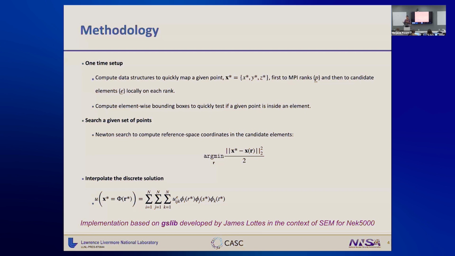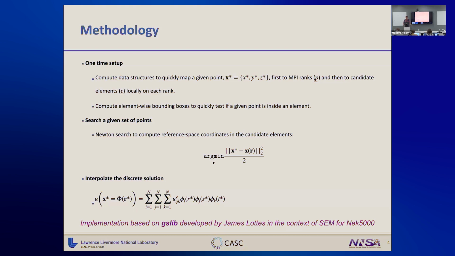Now, once you get to that level and you have a list of elements, we have some bounding boxes pre-computed, which can help you quickly read out the elements that are not going to be possible. And that gives us finally a list of a few elements that we want to look at. And in these elements, we solve a Newton minimization problem to figure out the reference space coordinates. And once we have those, we can just use the functional notation that I showed you from the previous slide to interpolate the solution.